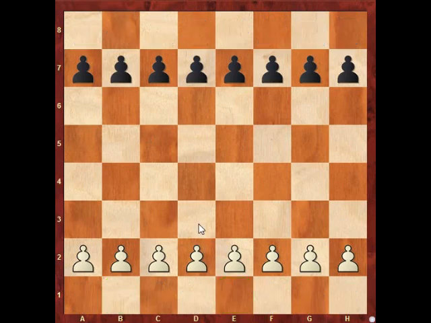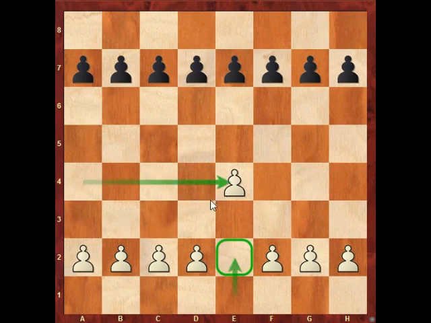Now I'll teach you how to write pawn moves. Let's say white plays here, so this will be E4, because this pawn was on the E file and has come to the 4th rank. So this square is E4. You just have to write the name of the square where the pawn has arrived. That's all.